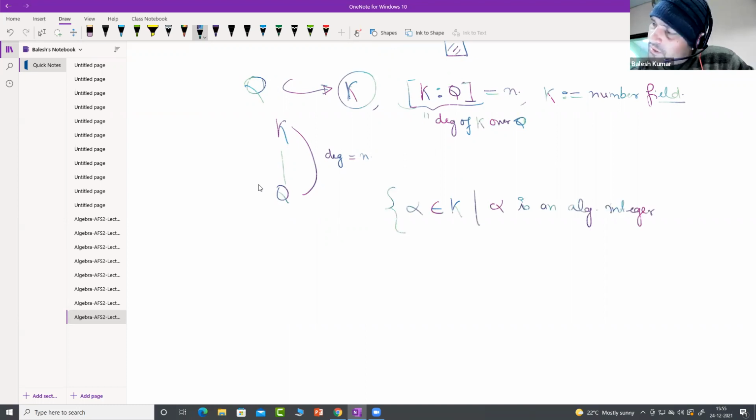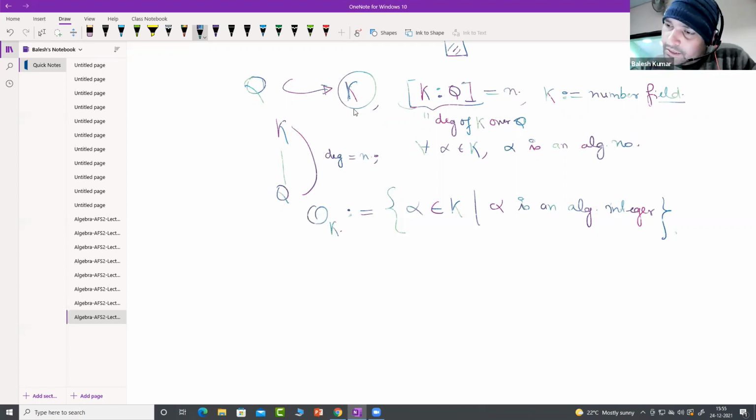By the way, let me just say that every element of k is an algebraic number. One can prove that if you have a finite extension of q, then every element of k is an algebraic number. So for every alpha belonging to k, alpha is an algebraic number. Here we collect all those elements which are actually algebraic integers, and let us denote it by O_K.